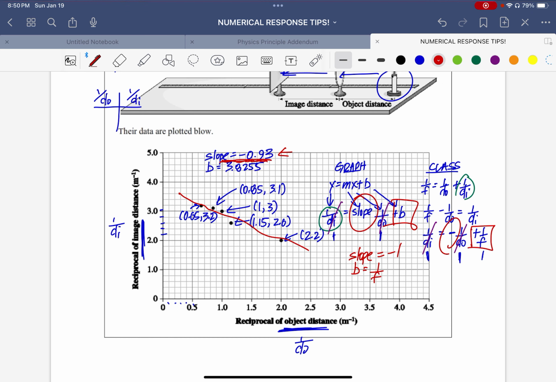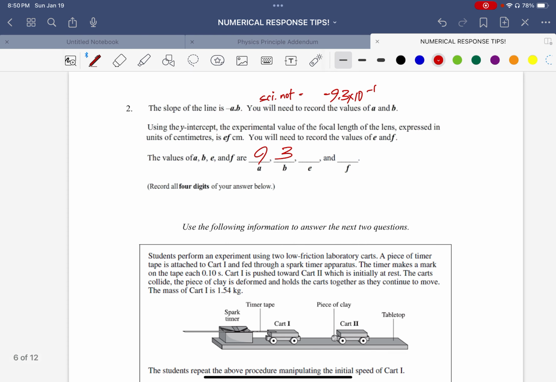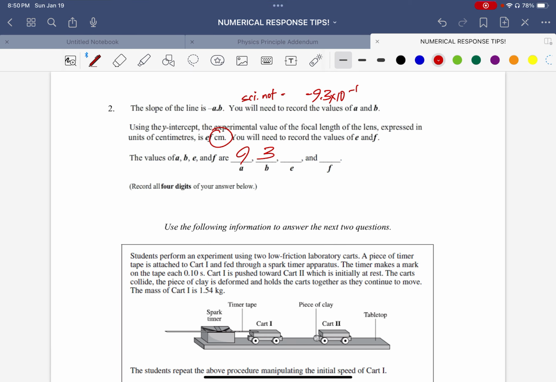We're looking for, in this question, the slope of the line. This should say in scientific notation. So A decimal B was negative 9.3 times 10 to the negative 1. 9.3 would be A and B. And then it says, what's the experimental value of the focal length in centimeters?